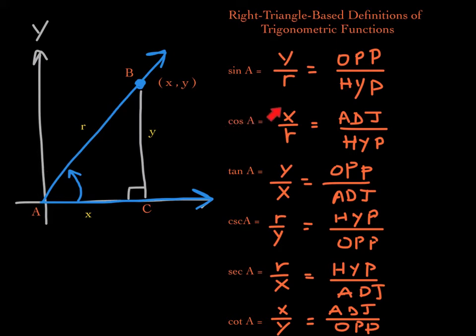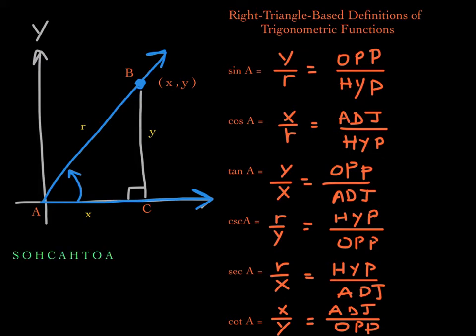Cosine of angle A, we know as x over r, is the side that's adjacent to angle A over the hypotenuse. Tangent of angle A, we've known it as y over x, happens to be the side opposite angle A over the side adjacent to angle A. Cosecant, secant, and cotangent of angle A are all reciprocals of what we just mentioned.